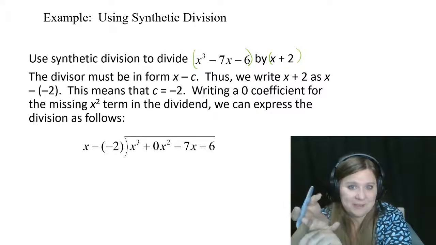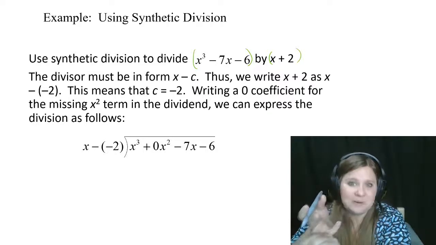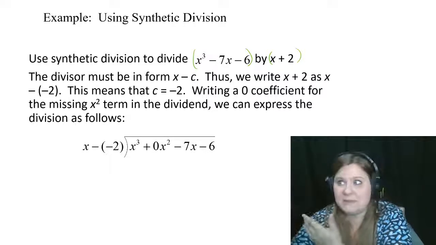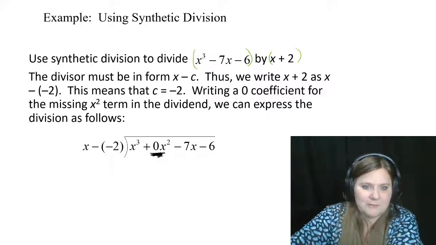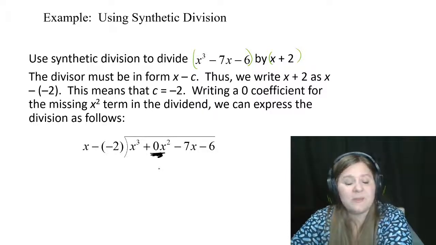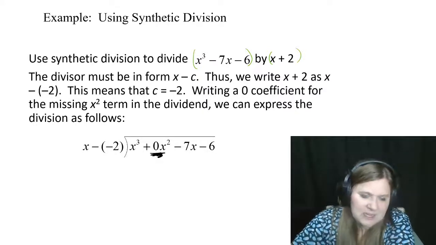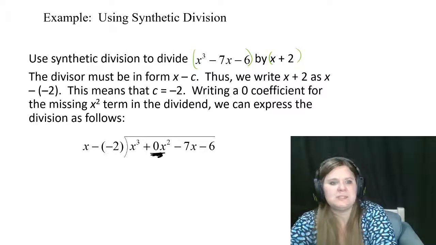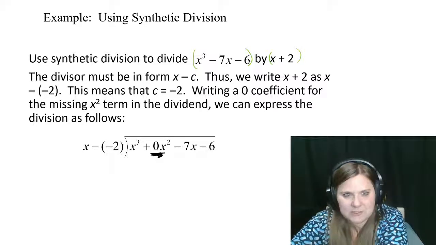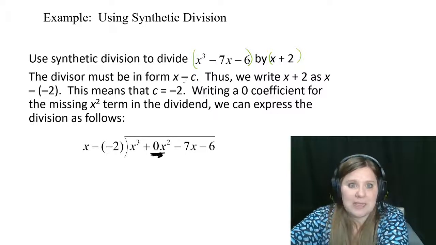Then we normally have x squared. But it's 0x squared this time because there is no x squared. So again, you need to make sure you have the 0x squared here. Then we have minus 7x and minus 6. You'll also notice that x plus 2 is really x minus -2. So my c value is -2.